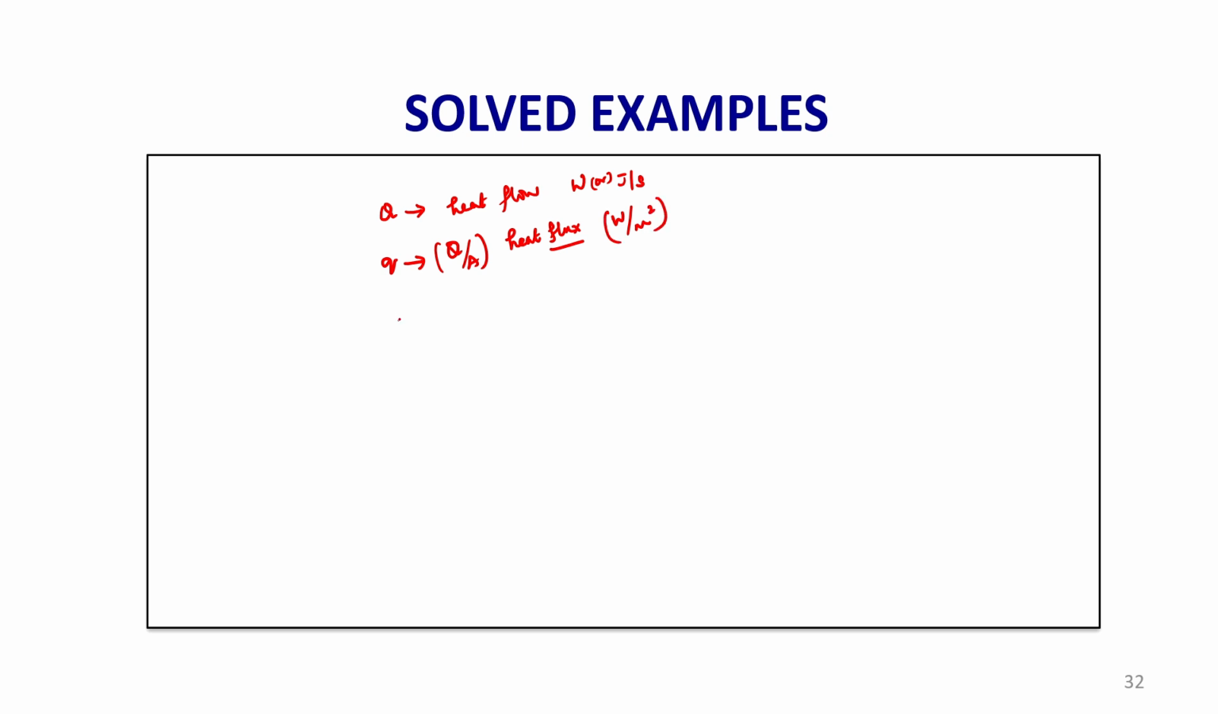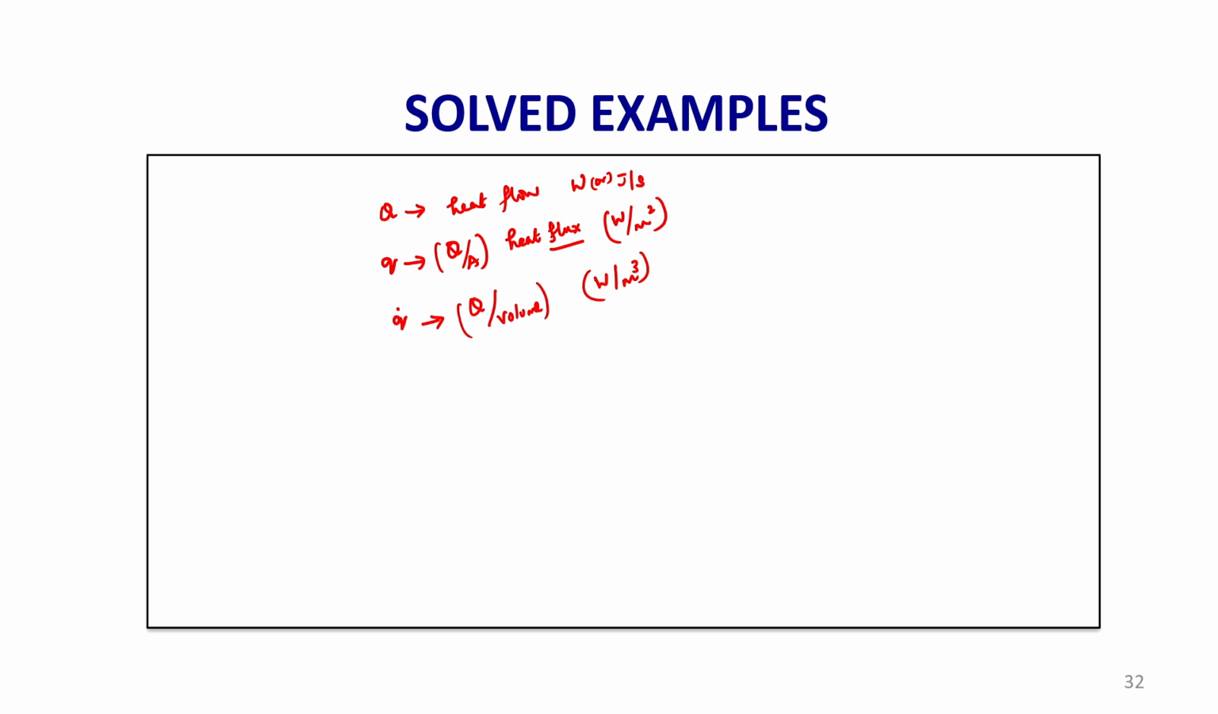And when I say internal heat generation, I am using the symbol Q dot. So, this is heat transfer per volume. The unit is watt per meter cube. So, you should be very clear with this one.